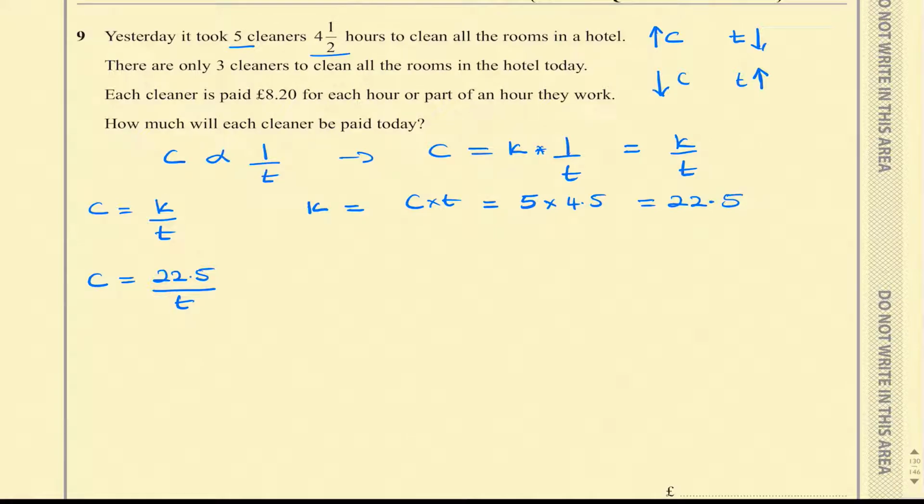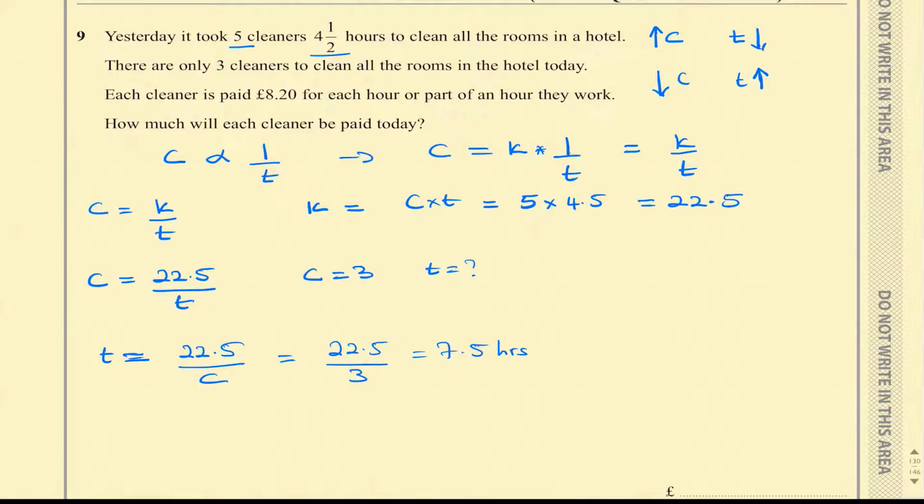Now, the next question is, if the number of cleaners decreases to 3, how many hours will they work? Well, that means C equals 3, and I need to find T. So I need to rearrange this equation, make T the subject, and therefore I'm going to get T by swapping C and T in this case. So T will be 22.5 divided by C, which is 22.5 divided by 3. And that will give us 7.5 hours.